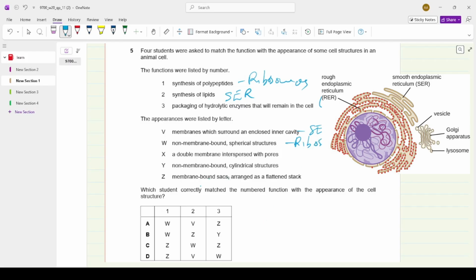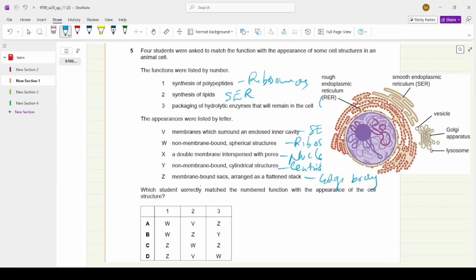A double membrane interspaced with nuclear pores. I believe this is a nucleus. Non-membrane bound cylindrical structures. These could be centrioles. Membrane bound sacs arranged as flattened stack. This is a Golgi body.